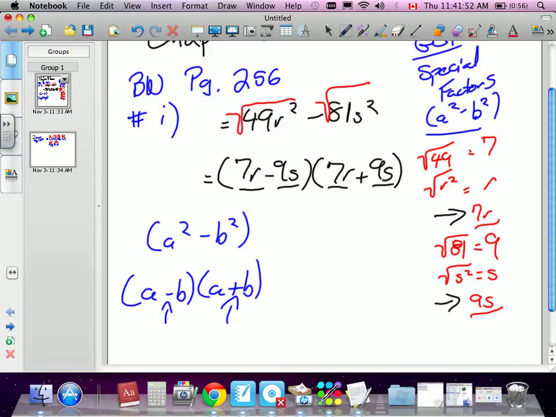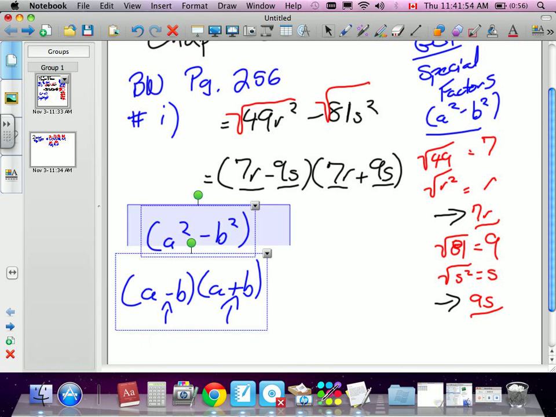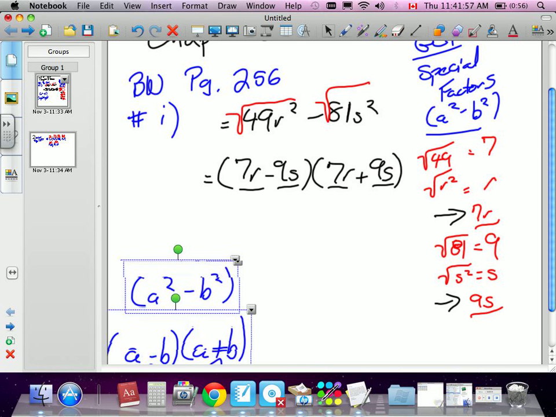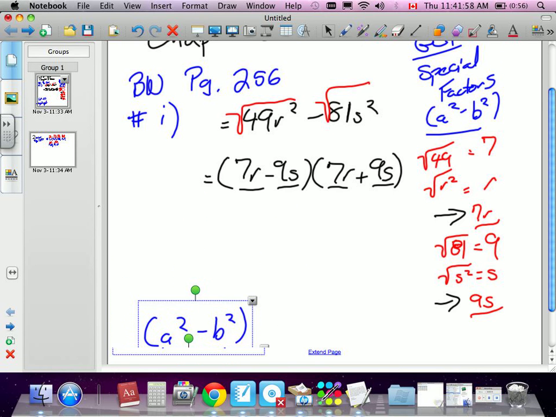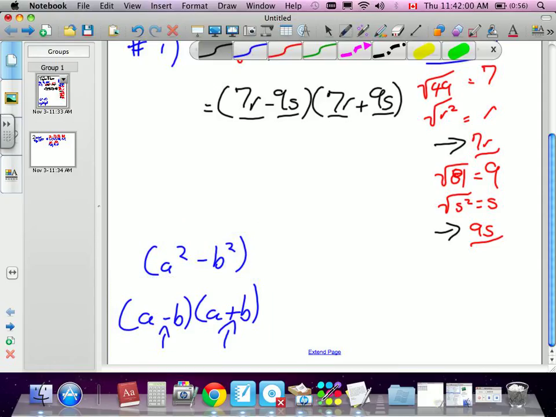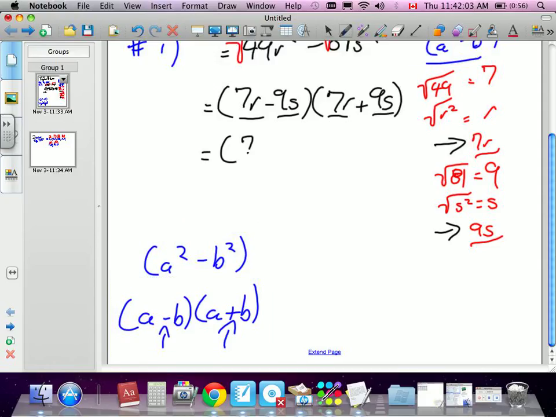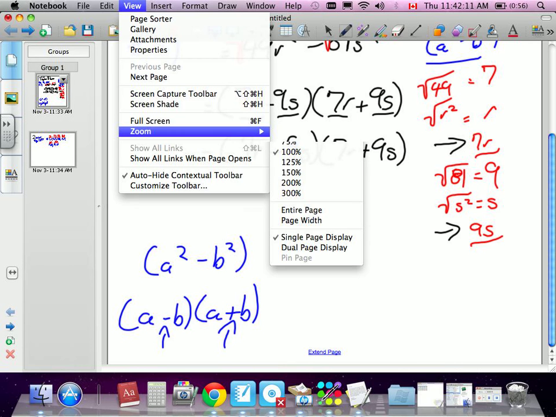I'm just going to move this to the side, or at least down a little. We'll rewrite our answer. It's the exact same as above. We have 7r minus 9s times 7r plus 9s. Doesn't matter which one I put it in. Just make sure there's one of each.